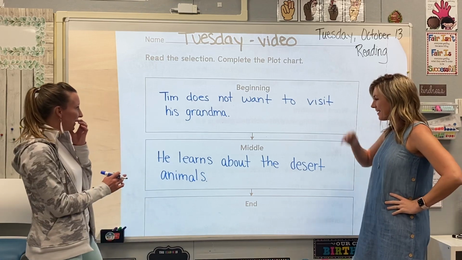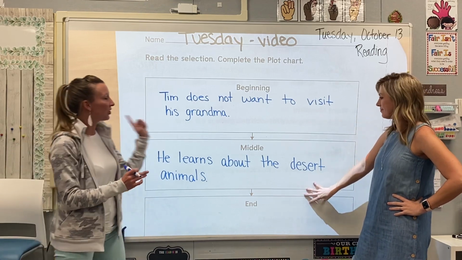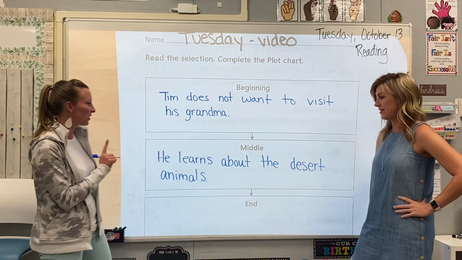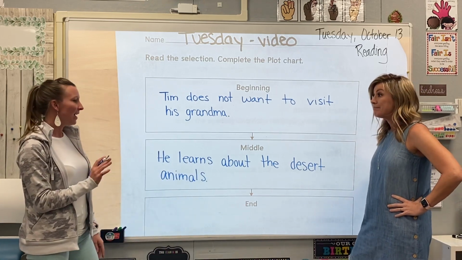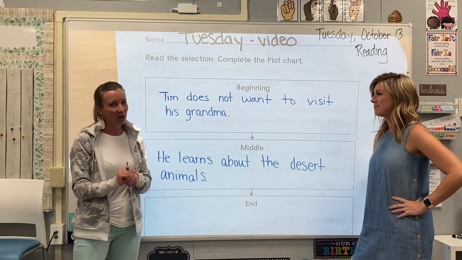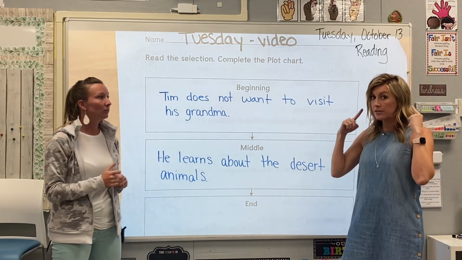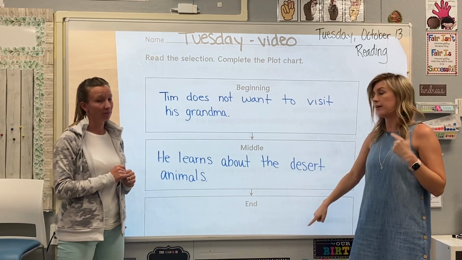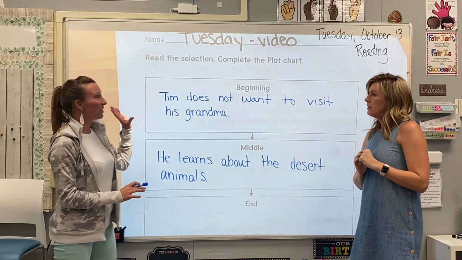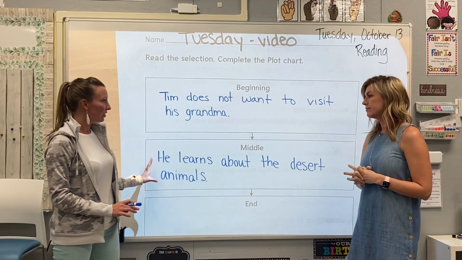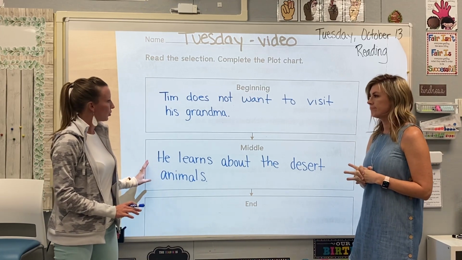All right. So he did not learn about desert animals. No, he learned about desert animals. That's important. All right. Now, at the end of the story, I'm not going to write it down, but let's talk about it. And you need to listen, because if you listen, you can copy what we say and write it down. Okay. You told me that at the beginning he did not want to visit his grandma, but it sounds like he was learning quite a bit in the middle of the story.